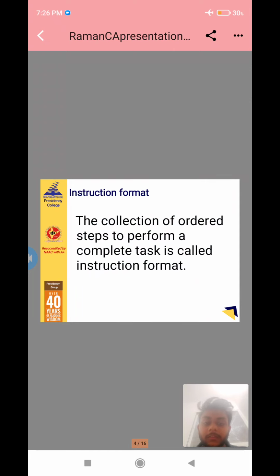So our next topic is instruction format. The collection of ordered steps to perform a complete task is called instruction format. So it is a collection of steps. It is a collection of all the steps involved to perform a particular task, which is known as instruction format.